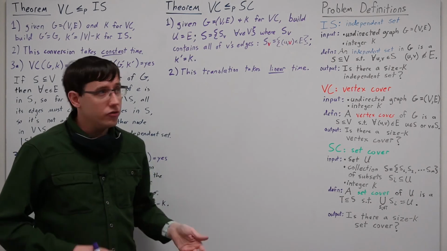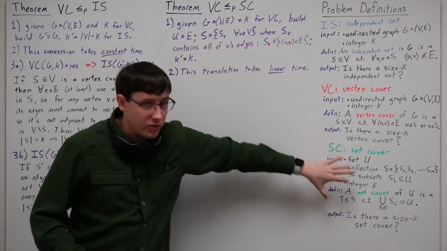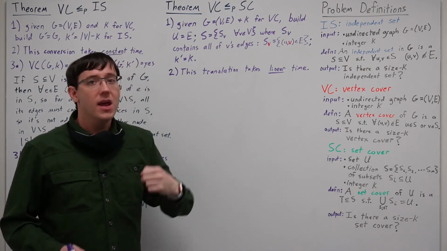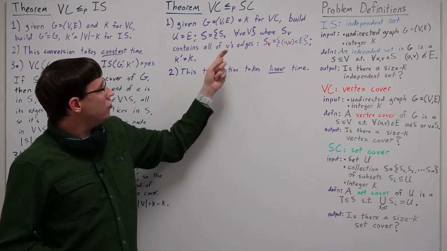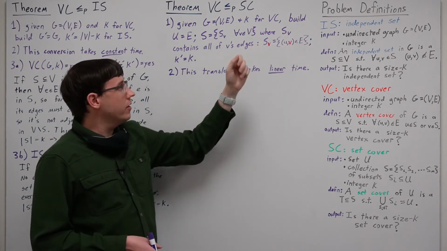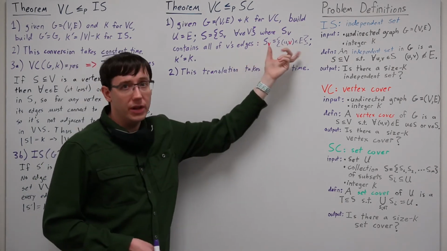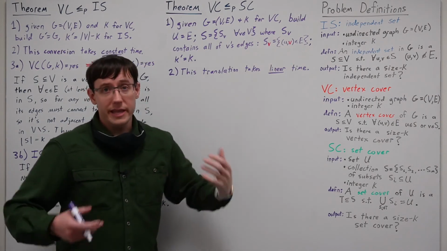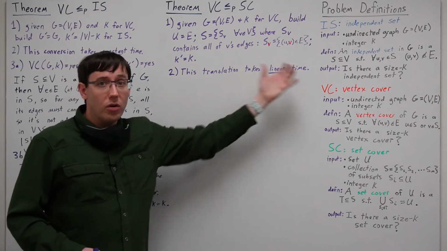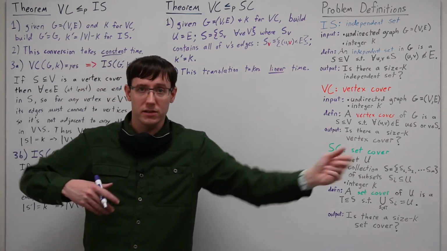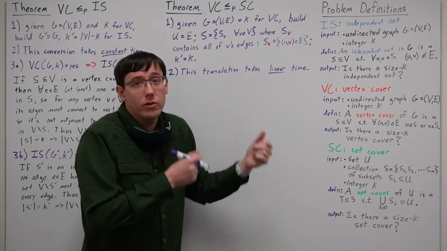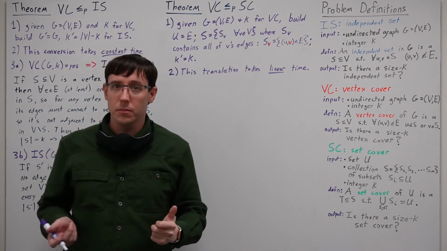The time it takes to construct our instance of set cover is linear in the size of the original problem, because for every edge, it has to go in 2 of the subsets, and for every vertex, we have to build a subset. But linear time is clearly polynomial, so we have succeeded in providing a polynomial time translation. And now all we have to do is prove that our translation preserves the answer.